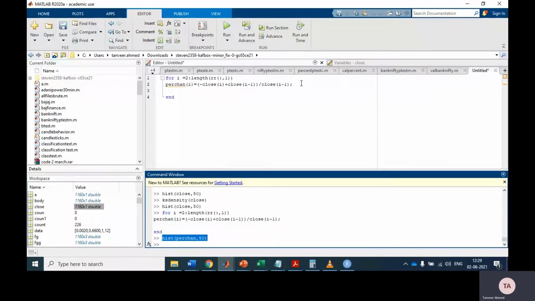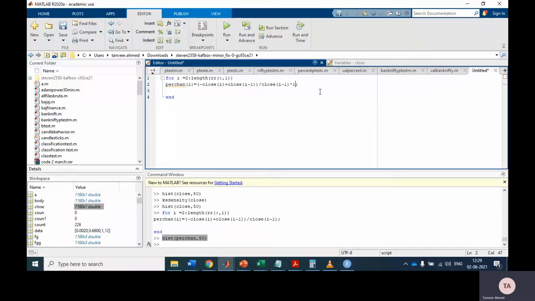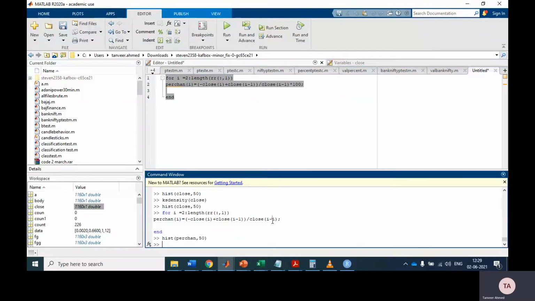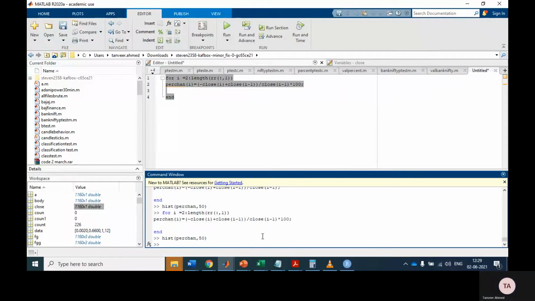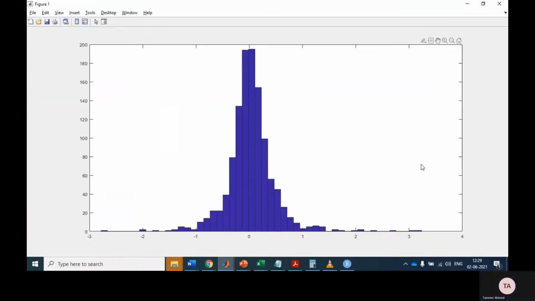Whoa, as soon as I check the distribution of the percentage change, something happened all of a sudden. This is, by the way, not percentage change. I have not multiplied by 100. So let me multiply it by 100 again and check the histogram distribution. Whoa. So you can see what happened all of a sudden. Something interesting happened. The percentage change is kind of following a normal distribution.